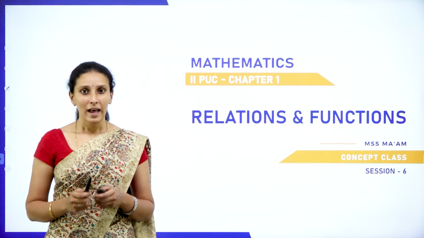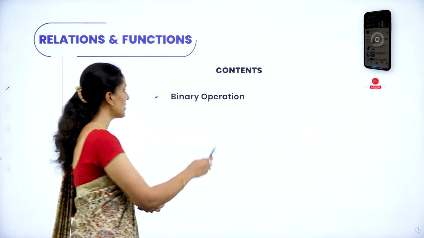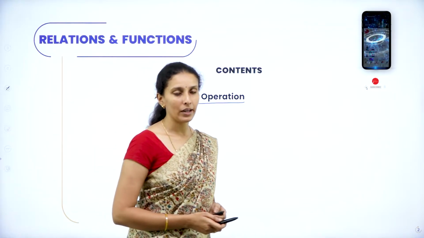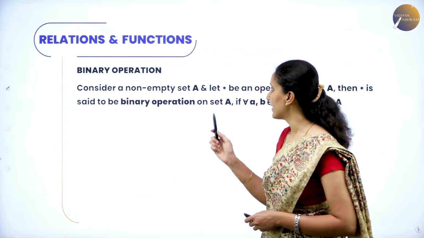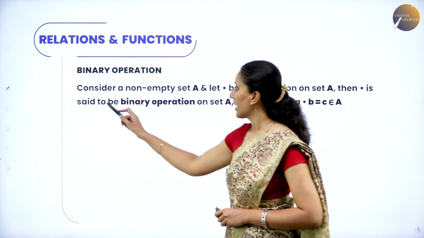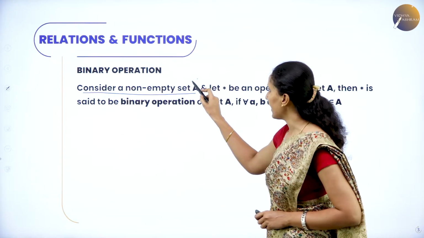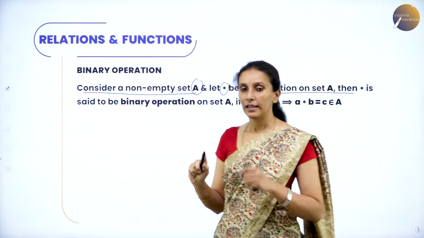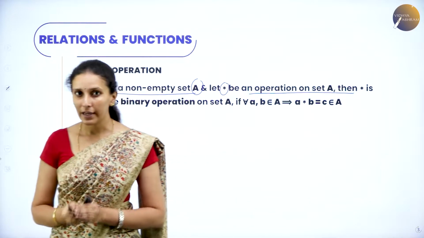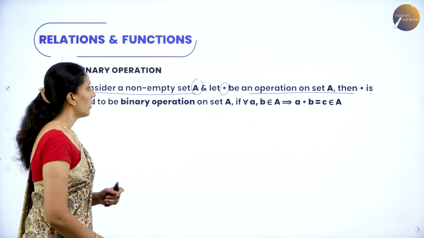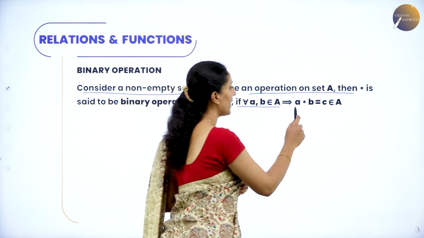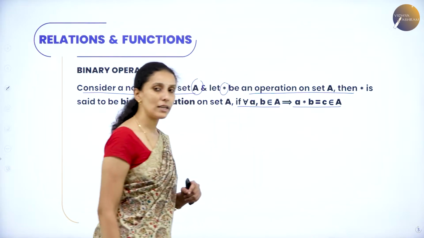We are in the chapter Relations and Functions, and in today's session we'll be studying the concept of binary operation. So what do you mean by this binary operation? For that, let's study a simple definition. Consider a non-empty set A and star an operation on the set A. Then star is said to be a binary operation if for all A comma B belongs to A, that implies A star B is equal to C belongs to A.